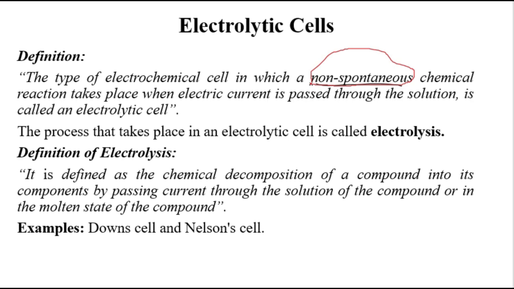If we see the wording of the definition, it is basically a type of chemical cell or electrochemical cell in which a non-spontaneous reaction takes place when current is passed through the solution. But keep in mind that we use a battery in the electrolytic cell. In this process the famous process used is called electrolysis. So in the electrolytic cell, the electrolysis process takes place.